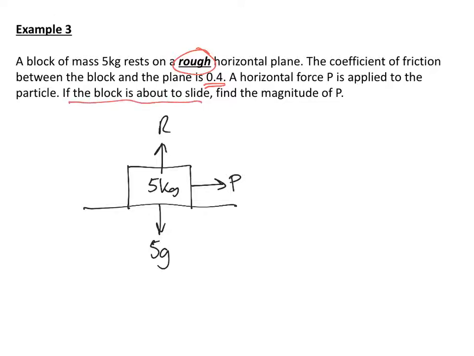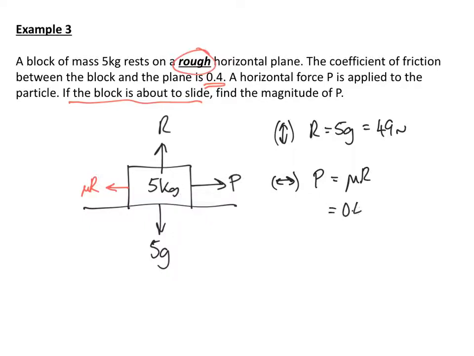The block is about to slide. If it's about to slide, we're using the maximum value of friction, or the limiting value of friction. So it's going to oppose motion, and I'm just going to write mu R, because I know that F max is mu R. So let's find out the different bits and pieces here. Vertically, it's nice and easy to see that R equals 5g, which is 49 newtons. Horizontally, albeit it's about to slide, it's not at the moment, and so actually this is sitting in equilibrium, it's not moving. So we can see left and right, P equals mu R.